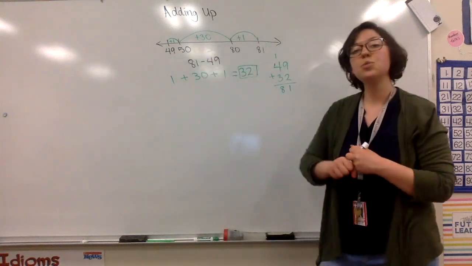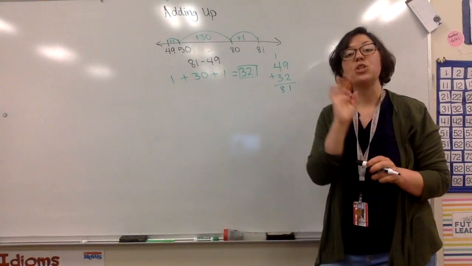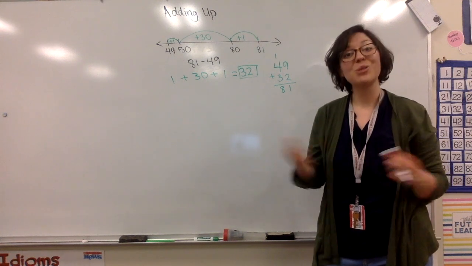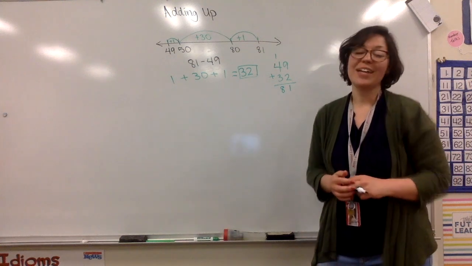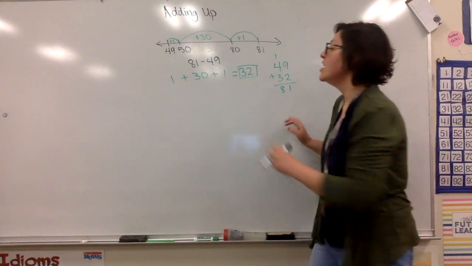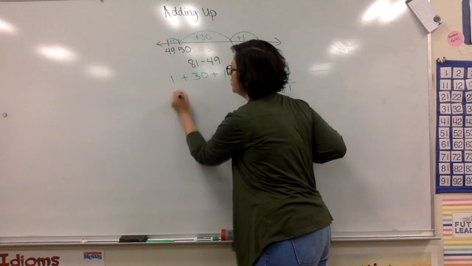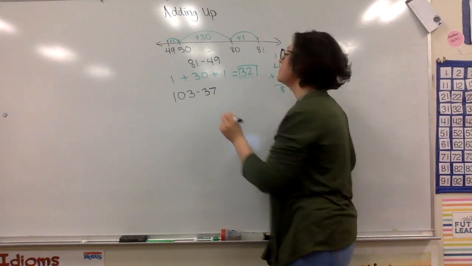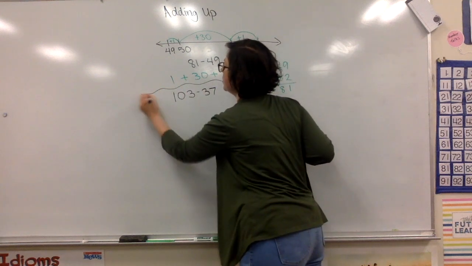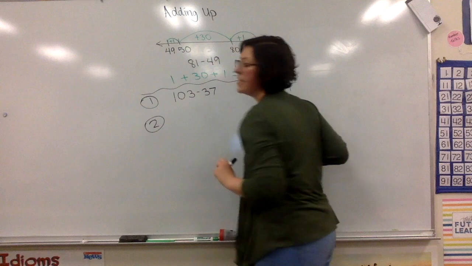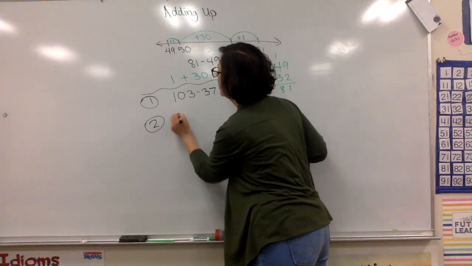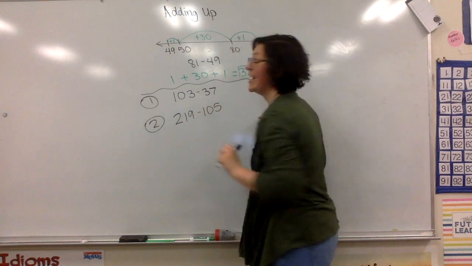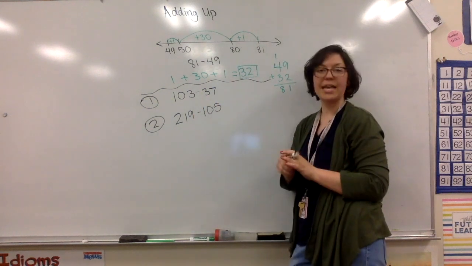I'm going to give you 2 practice problems, and I want to make sure that you do this on your own during this week, and make sure that you take a picture and send it to your teacher so we know that you can do the strategy and you're trying it out on some subtraction problems. So here we go. Your first one is going to be 103 minus 37. Just going to put it right here. And your second one is going to be 219 minus 105.